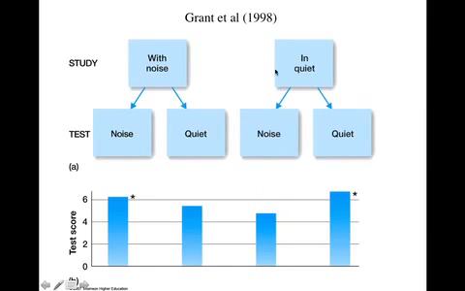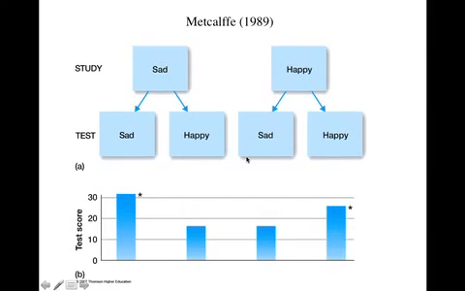Same thing with even something distracting like a noise. If you're learning information with noise, people remember better when they're later tested with noise than quiet, and vice versa. And even one's emotional state. If people are given emotionally arousing words, making them happy or sad during their study, if they're sad when they're learning the word list, they're better at remembering it when they're sad versus when they're happy, and vice versa.